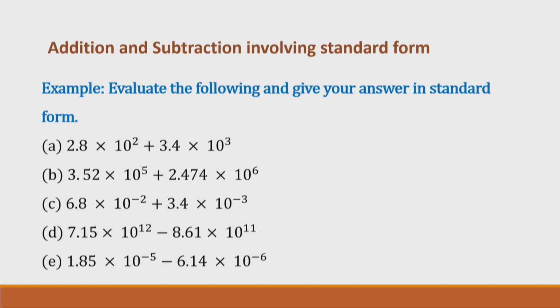So we have one example here. Evaluate the following and give your answer in standard form. So let us start with part A. 2.8 times 10 to the power of 2 plus 3.4 times 10 power 3. So there are two different methods. We can start by working with a smaller power, or we can also work with a larger power.